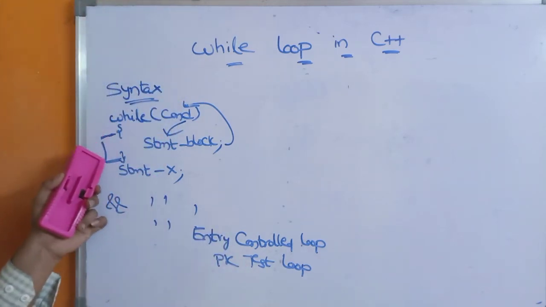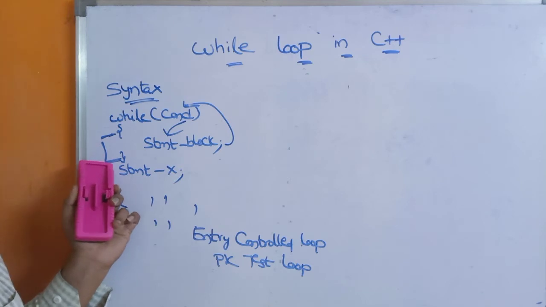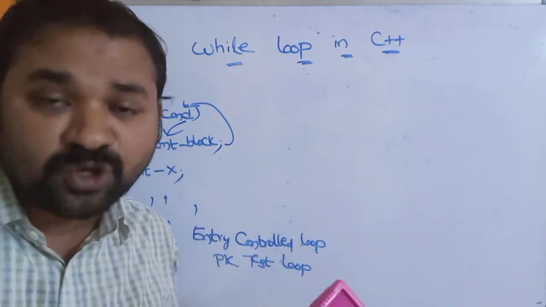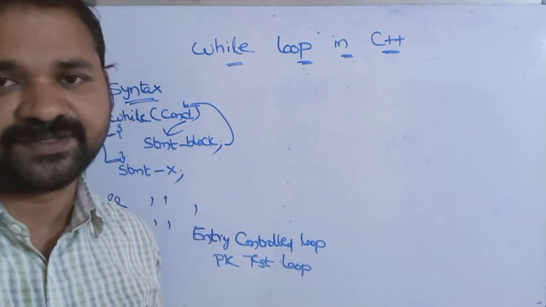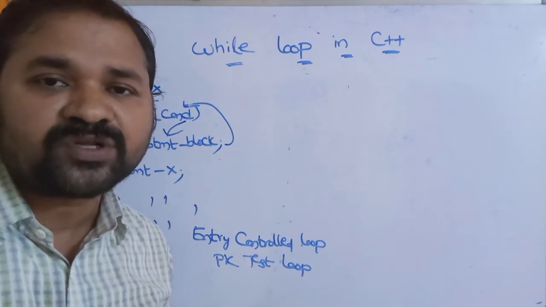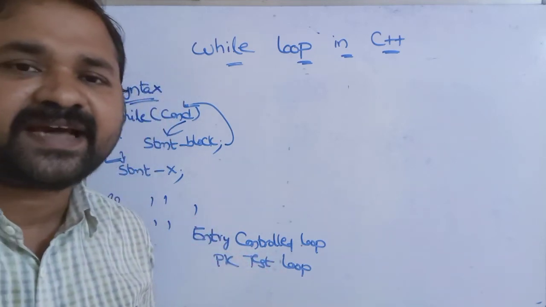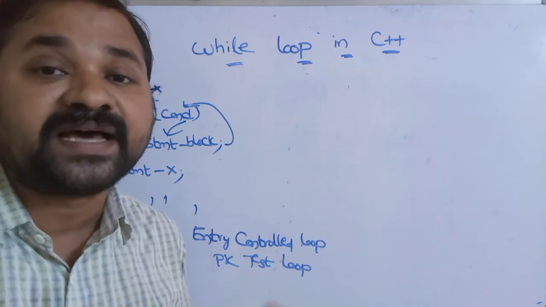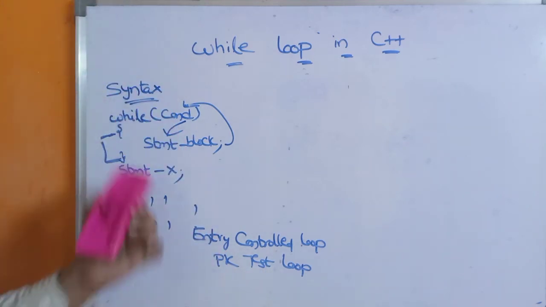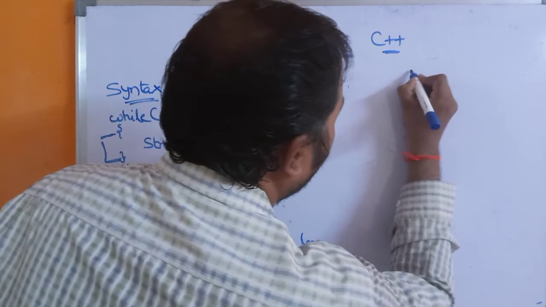Whereas if the body has more than one statement, then we have to place those statements in curly braces. So if the body contains more than one statement, then curly braces are compulsory. Now let us see the flow chart for the while loop.